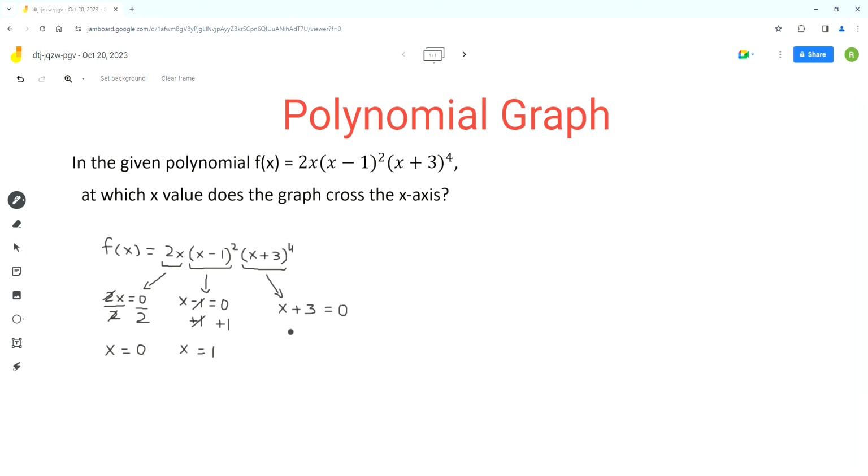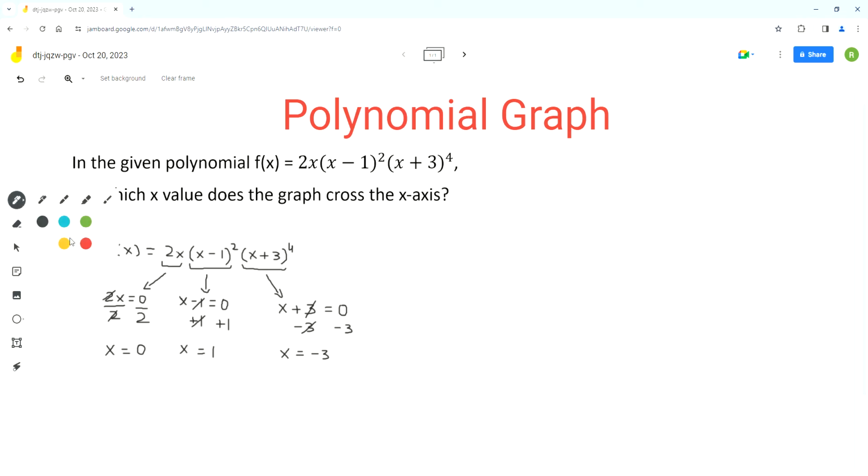Now for the third one, we'll subtract 3 from both sides. So the 3's on the left side cancel each other out. We are left with x equals 0 minus 3, which is equal to negative 3. So these are the three x-intercepts for this polynomial function. Now we have to find at which of these x values does the graph cross the x-axis. And for that, we'll have to analyze the exponent on each of these factors.